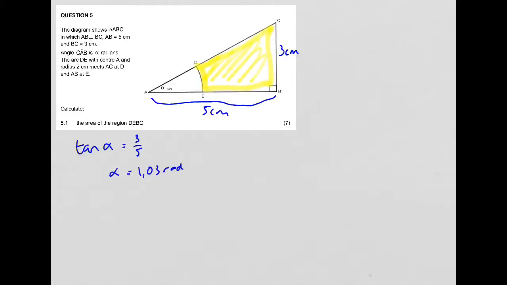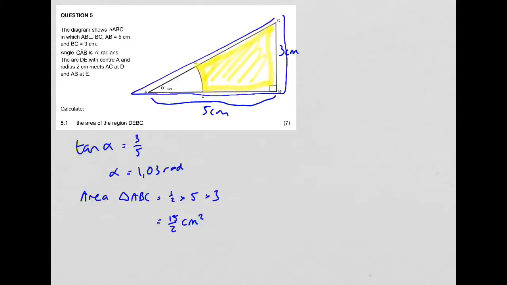Right, next I'm going to work out the area of the whole triangle ABC. So the area of triangle ABC equals a half times the base times the height. We don't need the area rule because we've got a right angle triangle, and that gives us 15/2 centimeters squared. Don't round off any answers until we answer the final question. Right, so that's the area of the full shape. We now need the area of the sector. All right, so that's the first part.